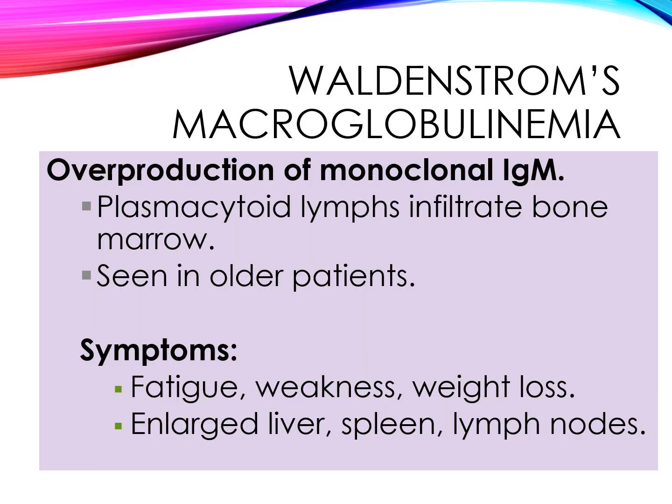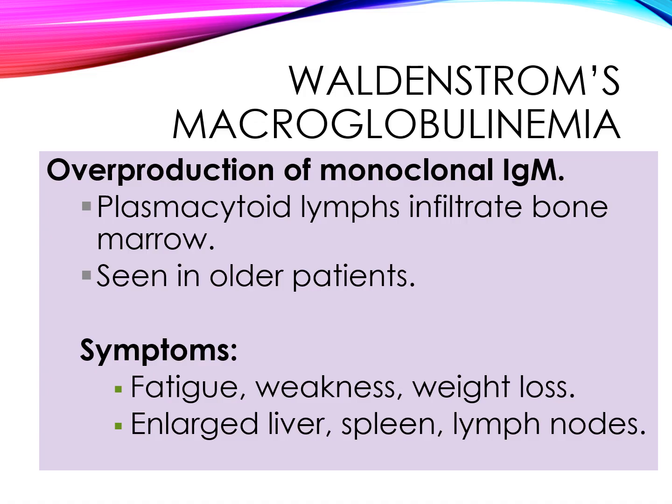Another plasmacytoid or plasma cell disorder is called Waldenstrom's macroglobulinemia. This is going to be an overproduction of monoclonal IgM. What we see in Waldenstrom's is a plasmacytoid lymphocyte infiltration of bone marrow. We see it typically in older patients, and some symptoms include fatigue, weakness, weight loss. We might have hepatosplenomegaly. We might have enlarged lymph nodes.